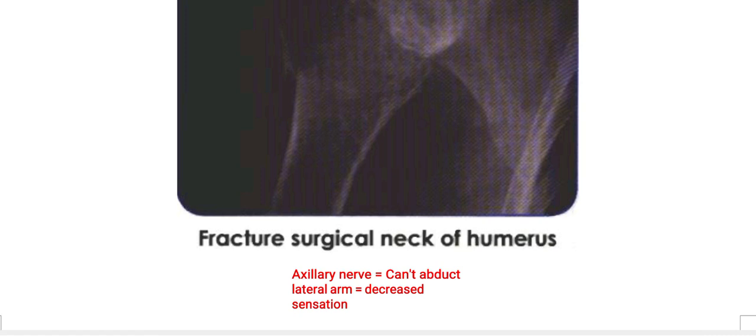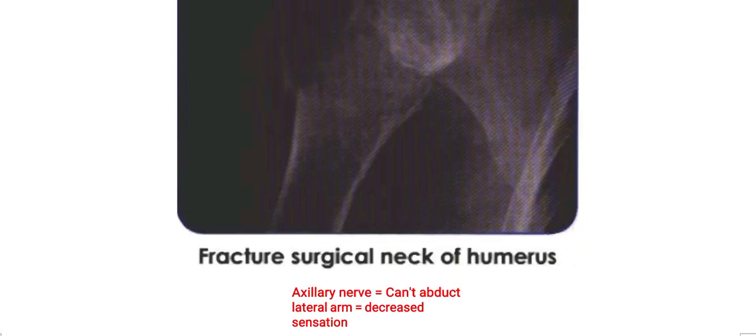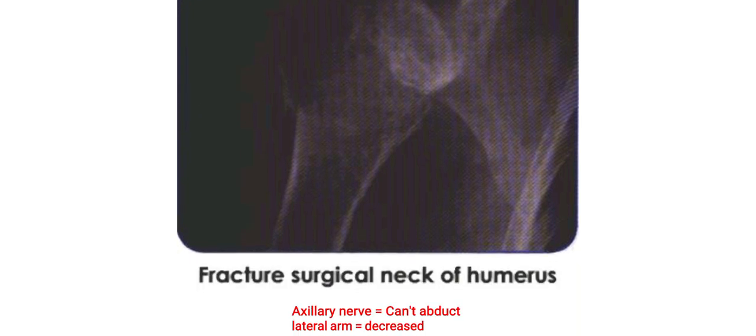This is a fracture of the surgical neck of humerus. Whenever the surgical neck of humerus is fractured, the axillary nerve is involved, so the patient would not be able to abduct, and there will also be decreased sensation. The axillary nerve supplies the deltoid muscle, so the patient would not be able to abduct the shoulder. Here you can see the X-ray image of the surgical neck of humerus.